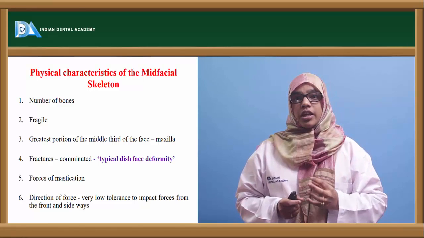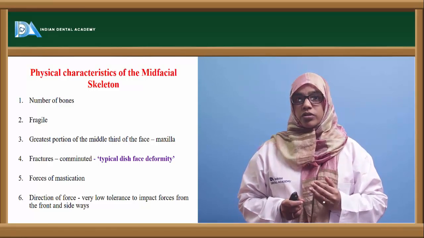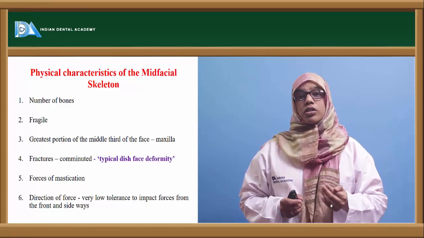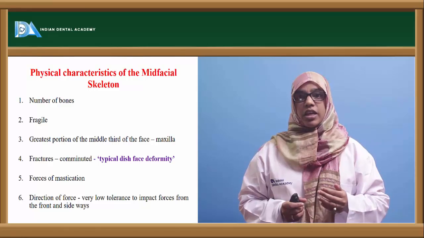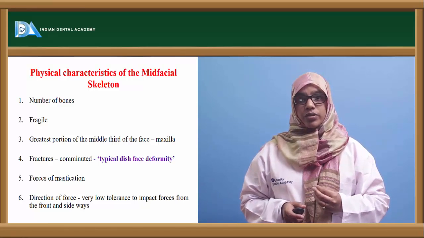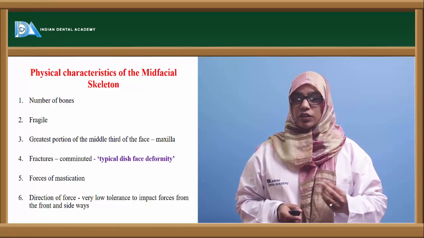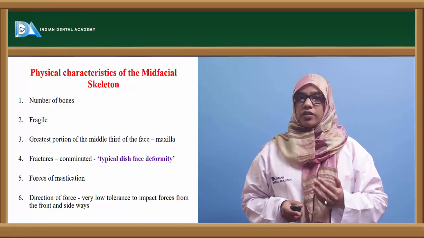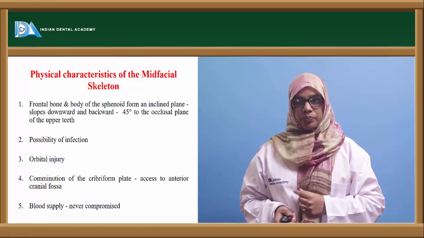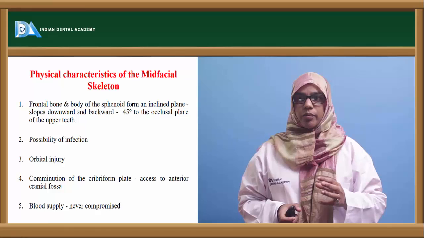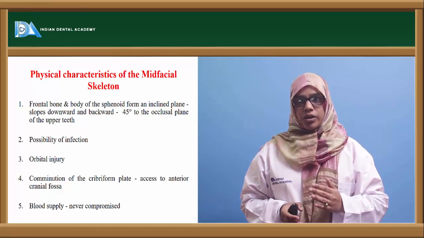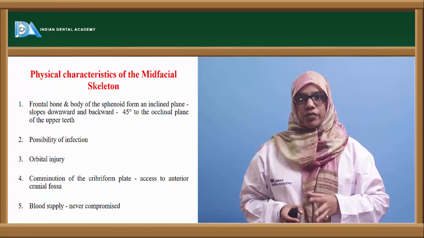Now they are very sensitive to forces that are applied in the anterior and lateral direction. But because of these strong vertical buttresses, they are able to withstand the force of mastication. Any other force that is applied sideways, that is the lateral and frontal direction, they are very fragile to it. But masticatory force, they can tolerate very well. Now, the frontal bone and the body of the sphenoid form an inclined plane that slopes downward and backward, at a 45 degree angle.